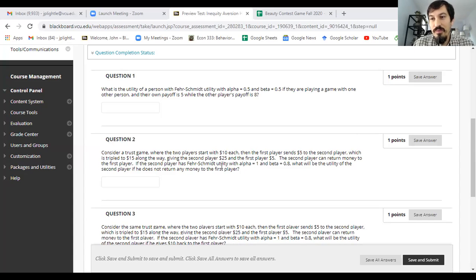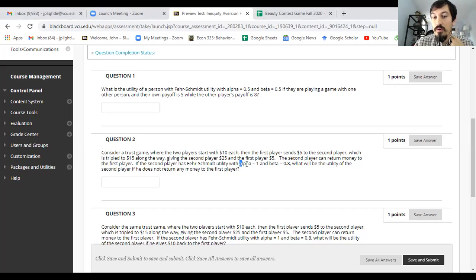Well, remember what matters is how much you end up with. You just said xi equals 10, but that's not what they end up with. The second player ends up with 25 and the first player with 5. We're talking about the second player's utility. So now you should think of xi as being the second player's payoff, which is 25. And you should think of xj as being the first player's payoff, which is 5.